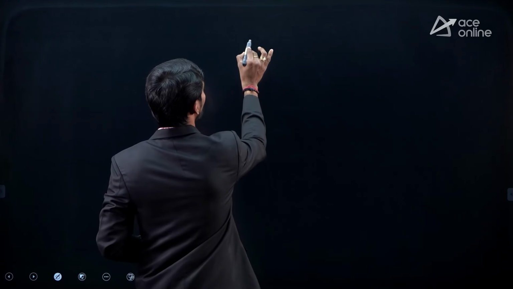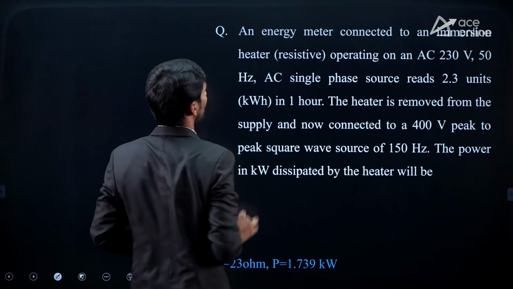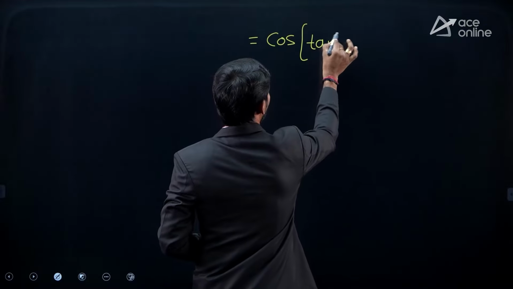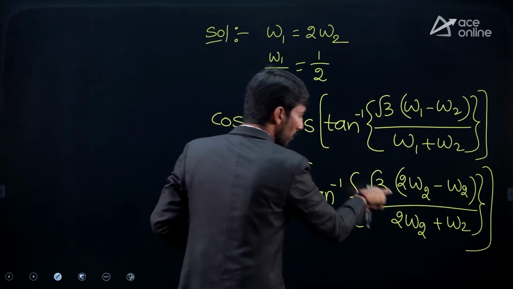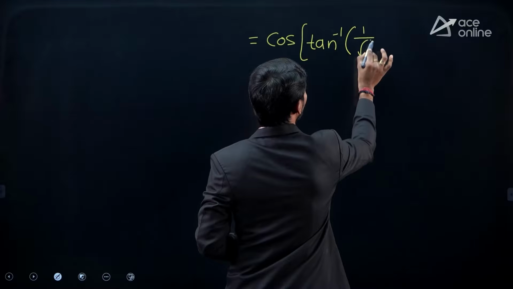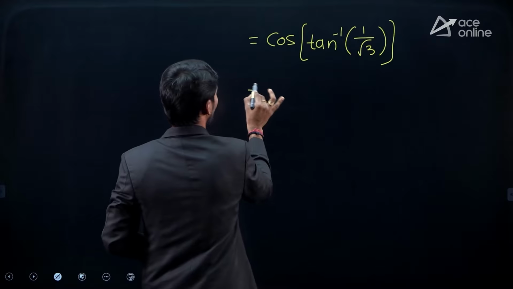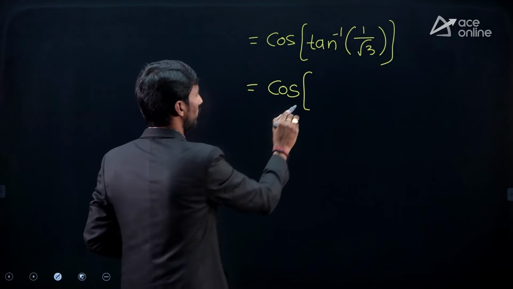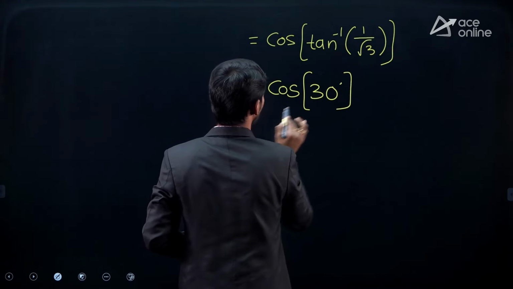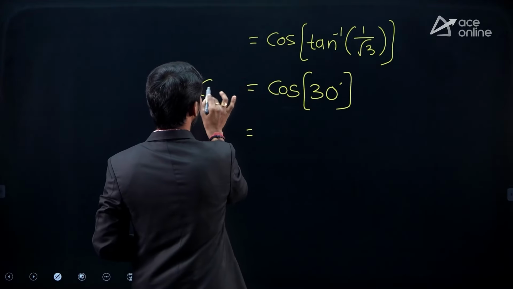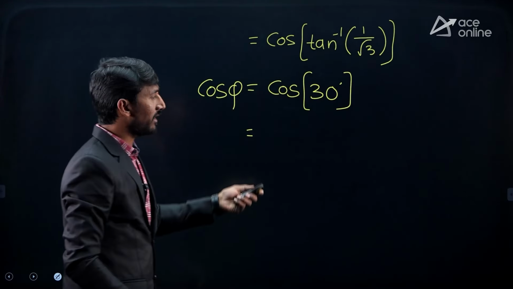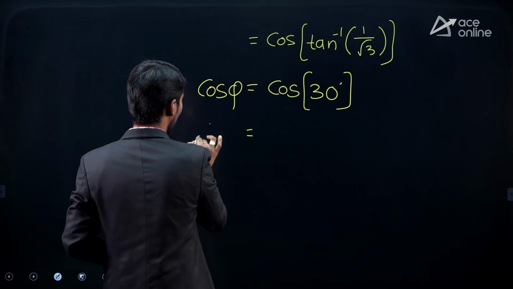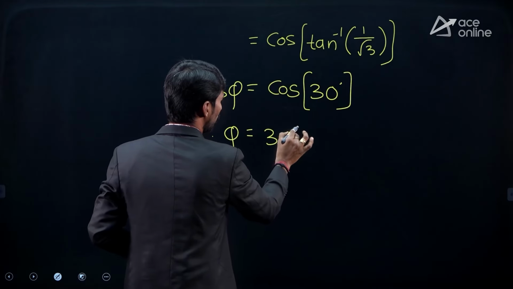So, what is the remaining one? Cos of, what is it? Tan inverse root 3 by 3 means 1 by root 3. Cos of tan inverse 1 by root 3 is 30. So therefore, cos 30 is nothing but cos phi. What he is asking is the load power factor angle. So therefore, what we can write now? Phi is equal to 30 degrees.